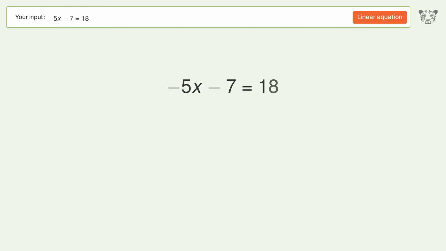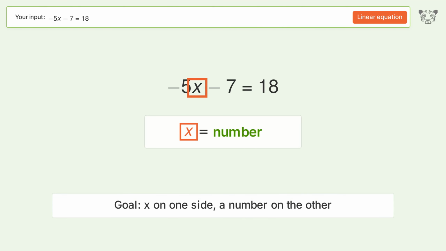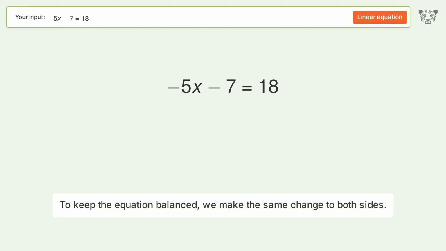Here is the linear equation we are asked to solve. Negative 5 times x minus 7 equals 18. Solving means isolating x on one side with a number on the other. Let's do this step by step. To keep the equation balanced, we make the same change to both sides.